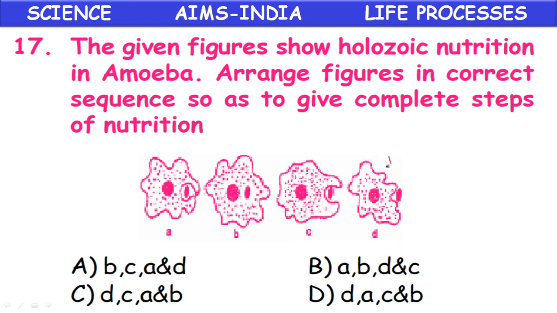It is number 1. Number 2 is it surrounds with pseudopodia, and next it forms a food vacuole, that is A, and finally digestion takes place. Okay. So, D, C, A, B. Okay. C is the correct option.